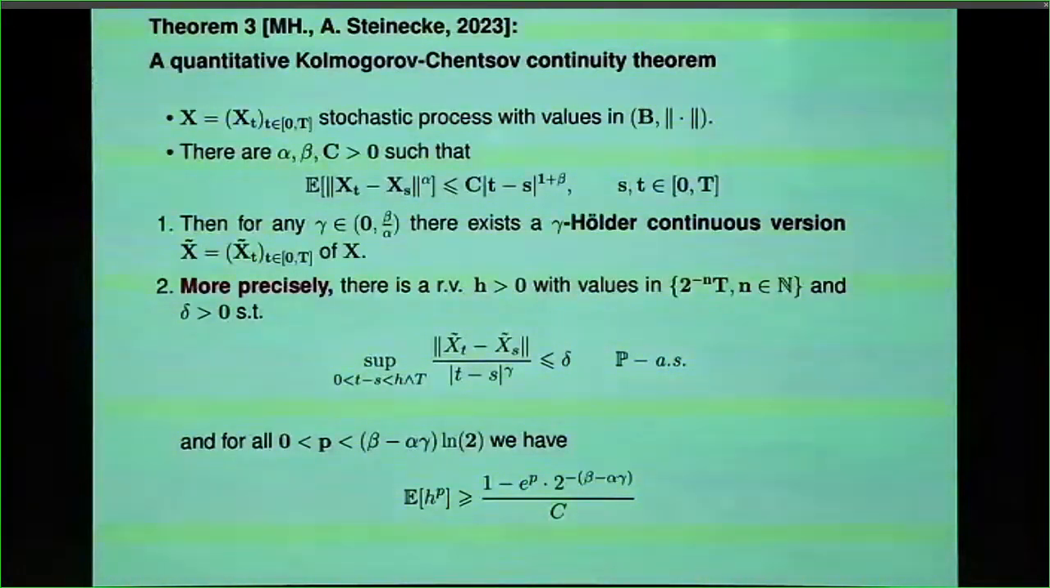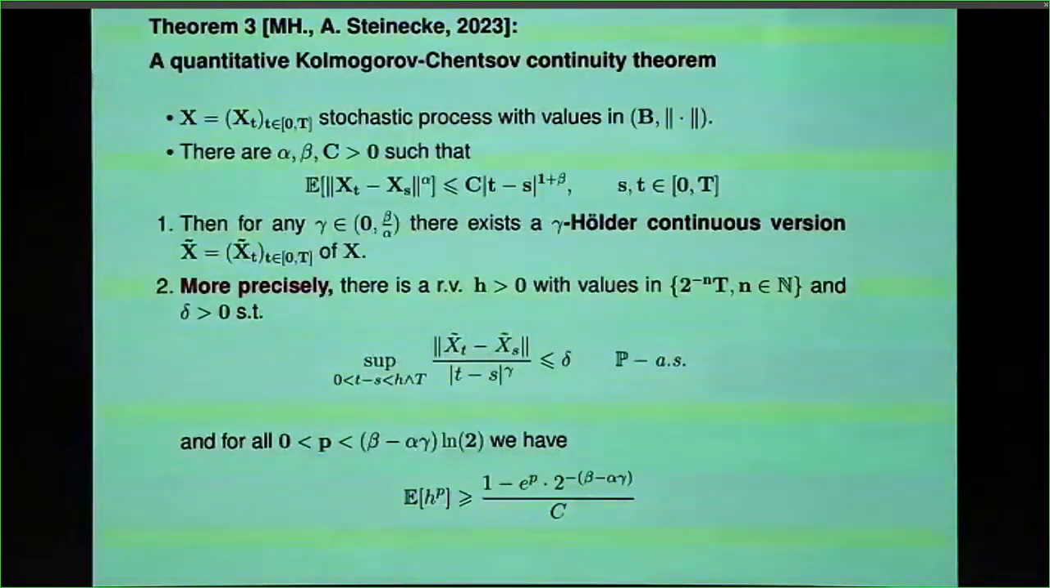All right, so typically, well, the first part is just the classical theorem. So if you have this kind of, let's say, Hölder continuity, we have some alpha, beta, and c positive, such that the increment X_t minus X_s to the alpha is less than or equal to c times the difference of the indices, t minus s, to the 1 plus beta. So then for any gamma which is between 0 and beta over alpha, we have gamma-Hölder continuity. Right, so this is the classical result.